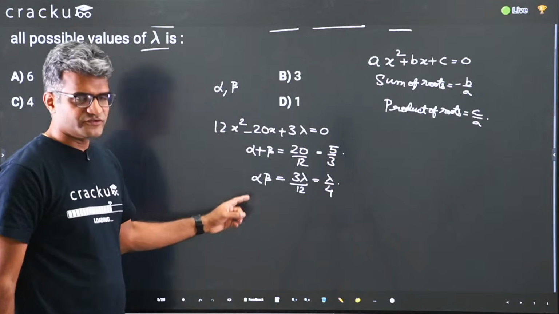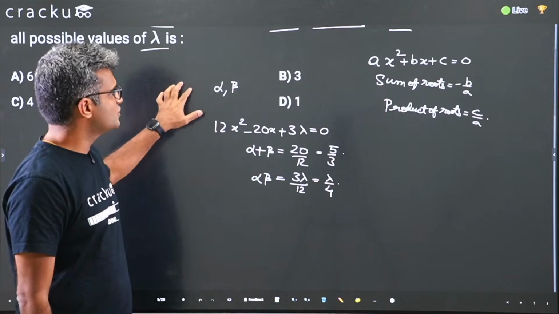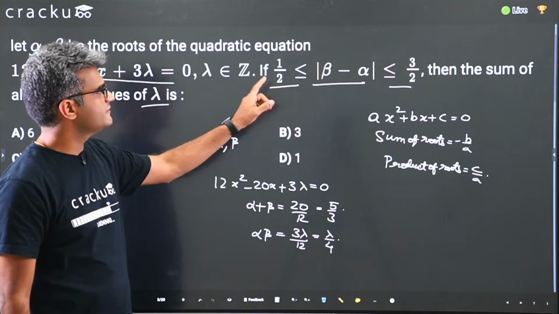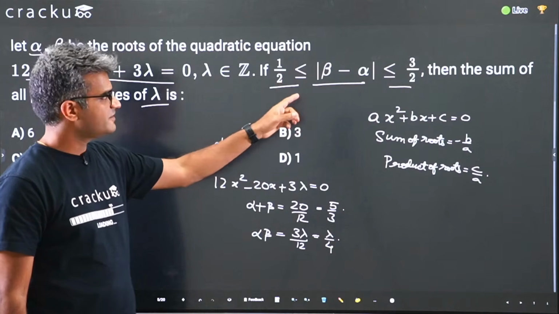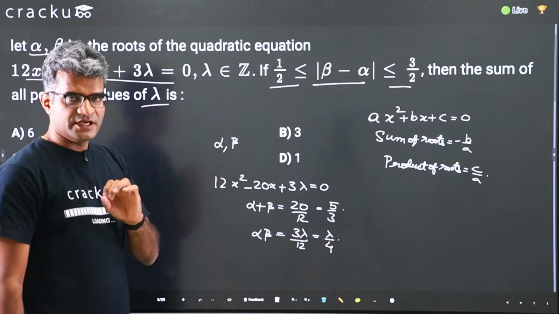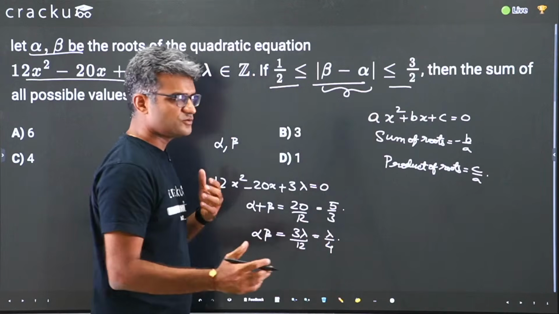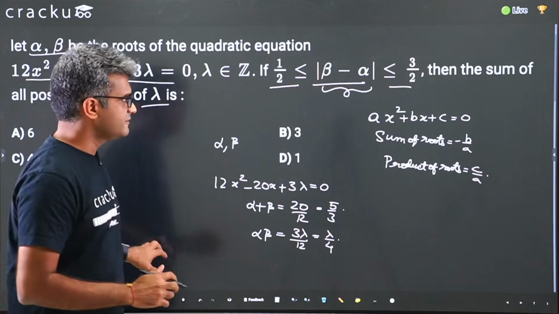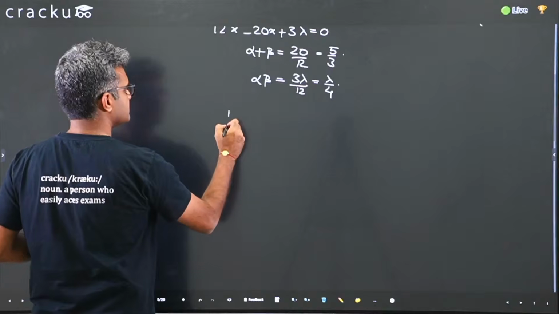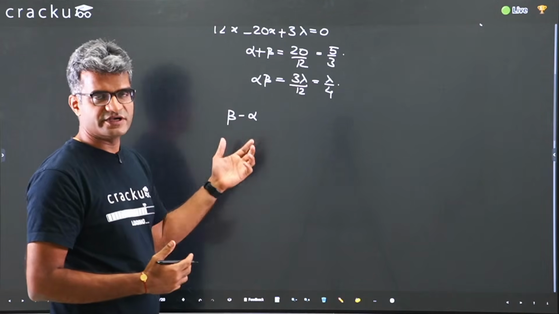So we know the sum of the roots, we know the product of the roots. In addition to it, we are given some information about alpha and beta. We are told that 1 by 2 is less than or equal to modulus of beta minus alpha less than or equal to 3 by 2. In quadratic equations, whenever you are given the difference between the roots, one good way to use it is by squaring it. Why is that the case? Because beta minus alpha is not something that you can easily get from a quadratic equation.